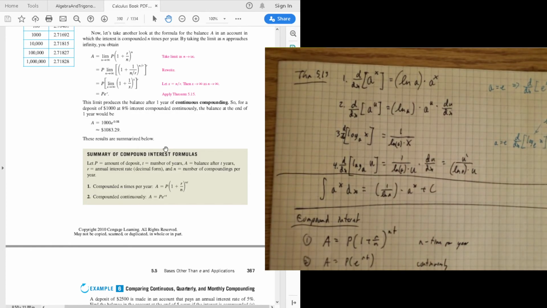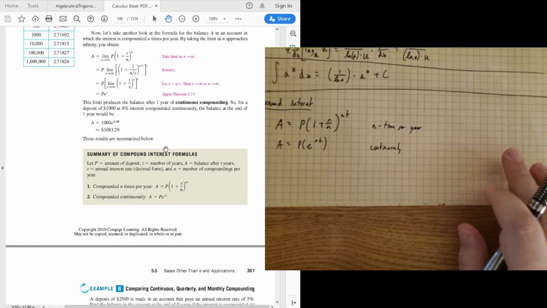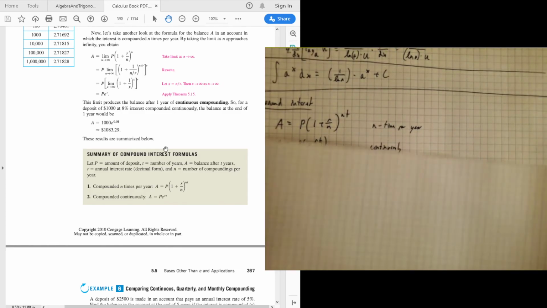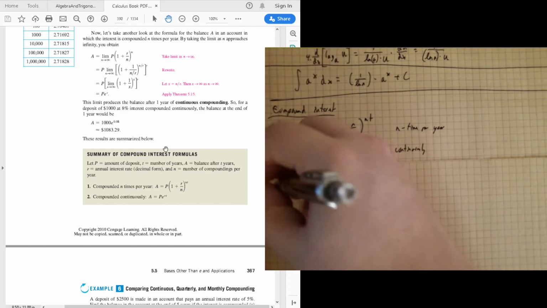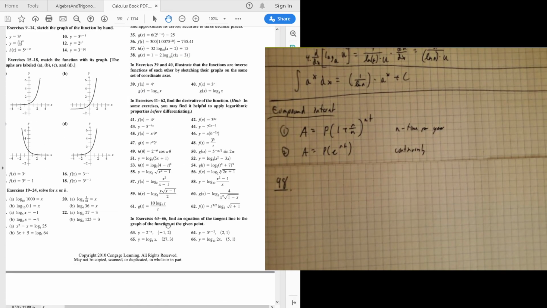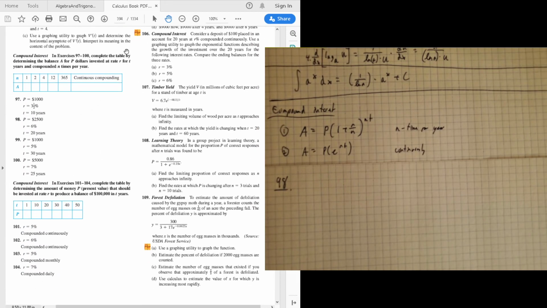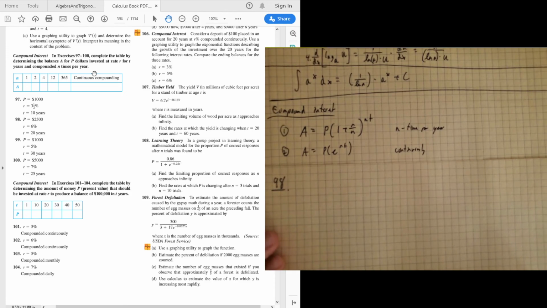For the last couple of problems in your homework, these involve questions about doing these kinds of problems, so I'm just going to jump straight into the last problems. So I'm going to do example 98 and show how to use these formulas for it. Let's go to 98. Here we go. For the exercises, complete the table by determining the balance A for P dollars invested at rate r for t years and compounded n times per year. Okay. So this is a lot of plug and chug for 98.